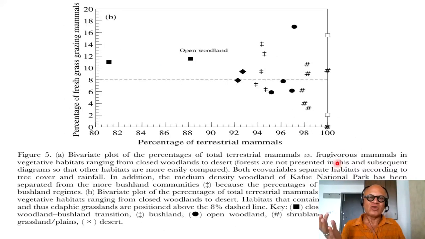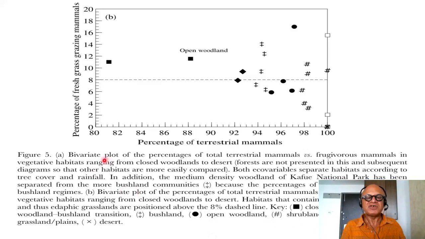There are details which you can follow up, but what I'm trying to do here is to just give you the kind of various factors that hominins would have to deal with as they evolved over these periods that we are talking about. This is a percentage of fresh grass grazing mammals versus percentage of terrestrial mammals. Similar kind of drop here, but not such a strong relation here. Open woodland and closed woodland brushland transition, brushland in circles, and shrublands, woodlands, and so on.